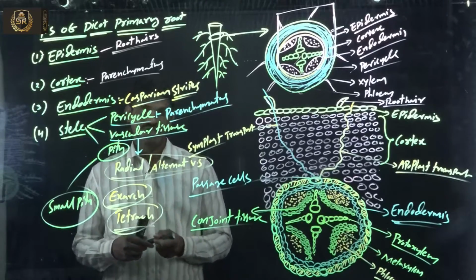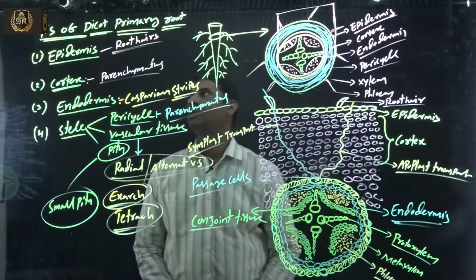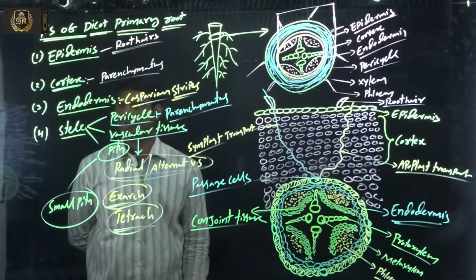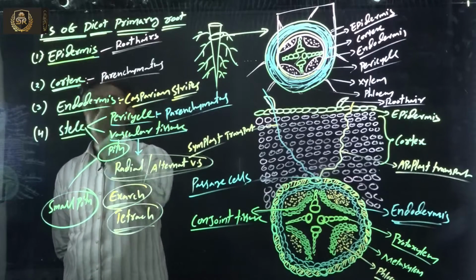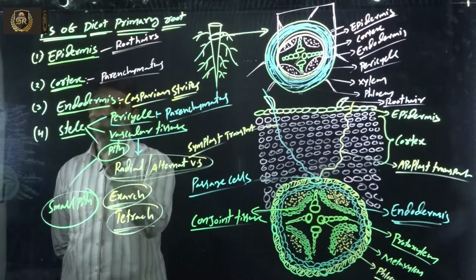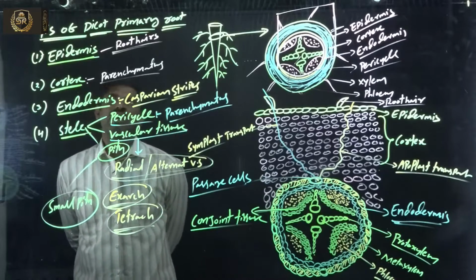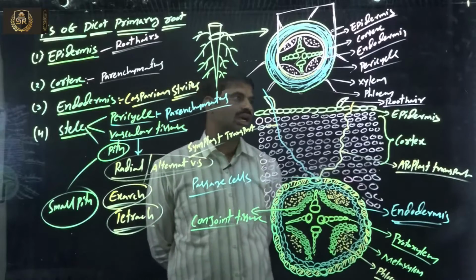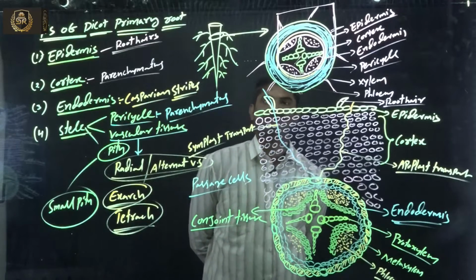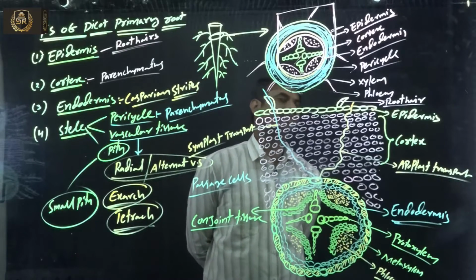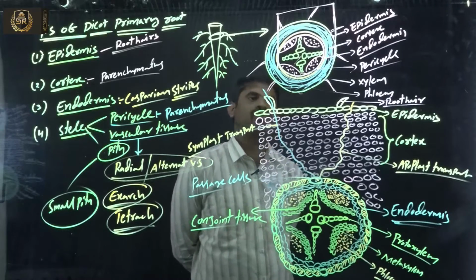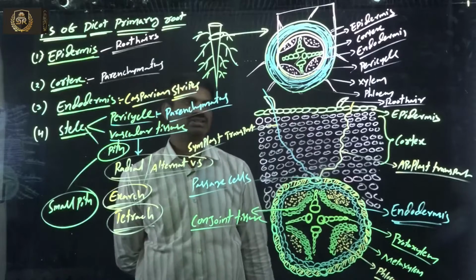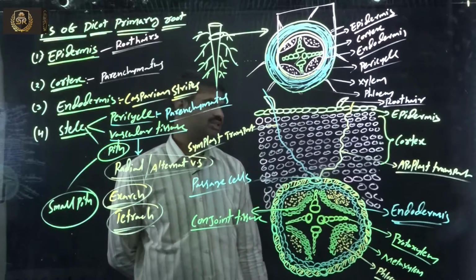Okay, this is the TS of a dicot primary root. It's divided into 4 parts: epidermis, cortex, endodermis, and stele. Epidermis is the outermost protective layer, a multicellular uniseriated structure. Multicellular means many cells.